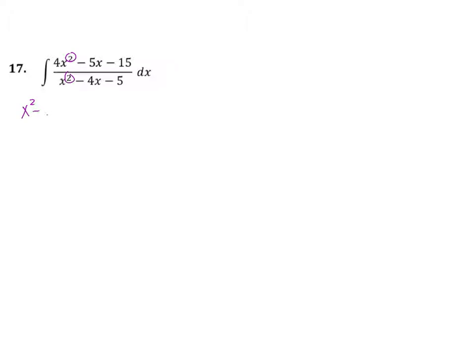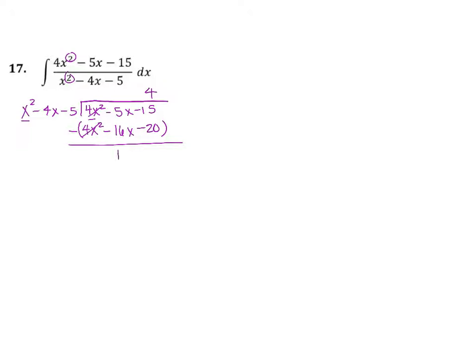We have x squared minus 4x minus 5, and then we're dividing into 4x squared minus 5x minus 15. All of our terms are present, and so it looks like I need to multiply by 4. So I'm going to have 4x squared minus 16x minus 20. And then we come back and subtract, and those do cancel. And so we're going to have negative 5x plus 16, so 11x. Negative 15 minus the negative 20, so plus 5.